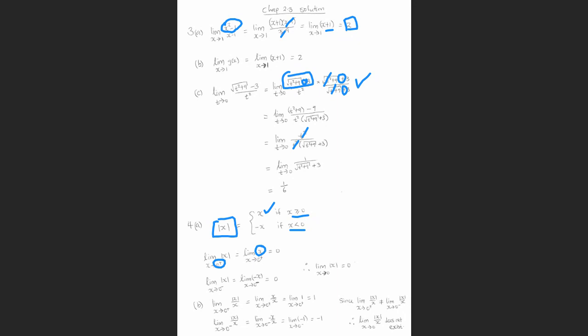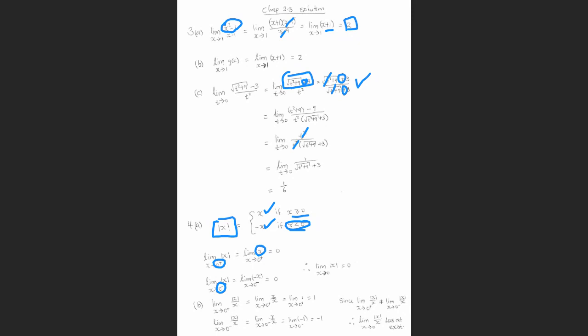If you evaluate the limit as x approaches 0 from the left now of absolute value of x, you need to choose the second function, because this is the criteria. x approaches 0 from the left. x is less than 0. Again, if you substitute 0 there, remember minus 0 is just equal to 0. So your output again is 0.